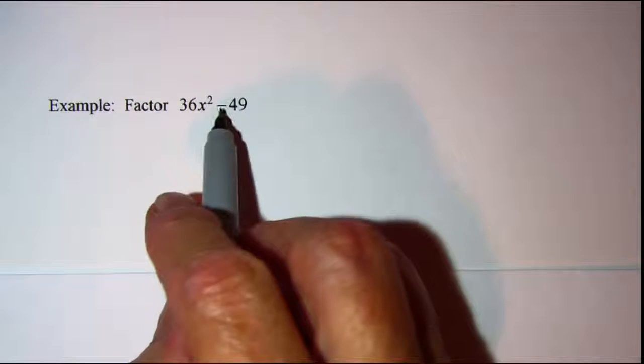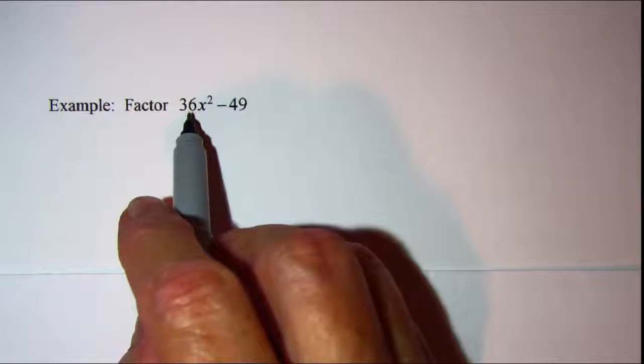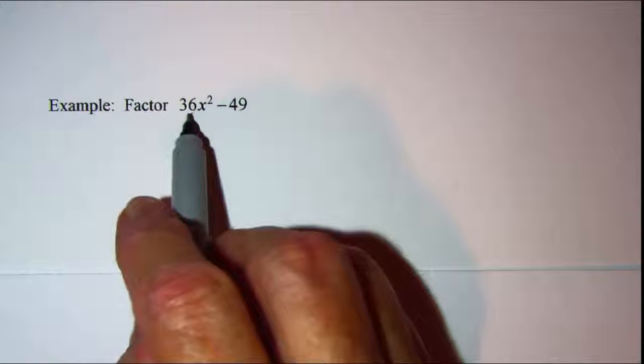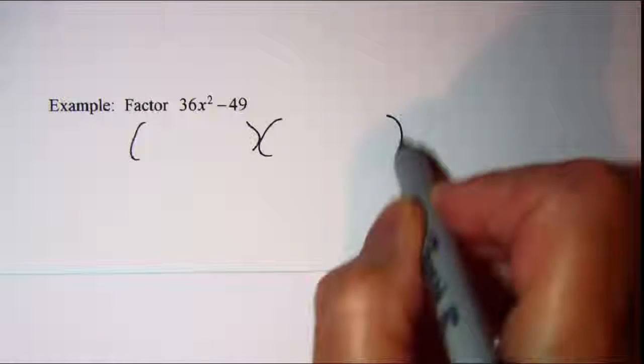Let's do another one. This time I have a difference, and then I know that 36 is a perfect square and 49 is a perfect square. So I have the difference of squares. Let me write my two sets of parentheses.